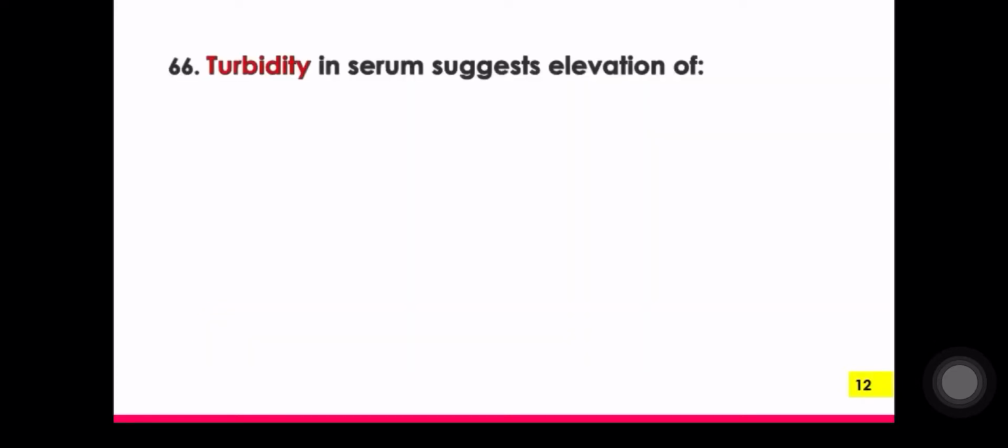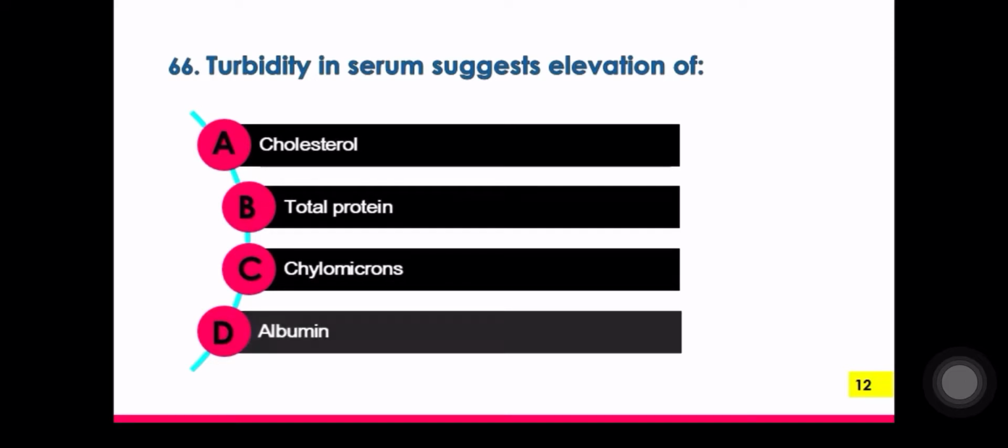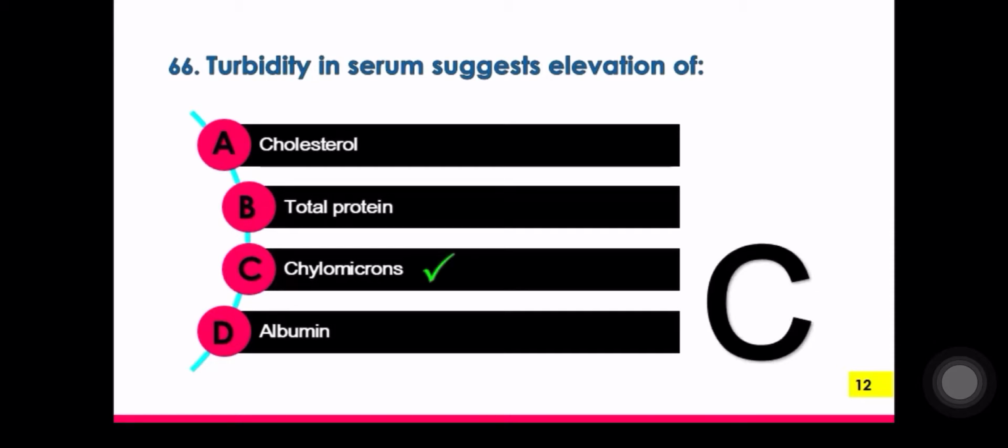Next, turbidity in the serum suggests elevation of what? Is it letter A, cholesterol, letter B, total protein, letter C, chylomicrons, or letter D, albumin? Okay, turbidity po. Correct answer is letter C, chylomicrons.